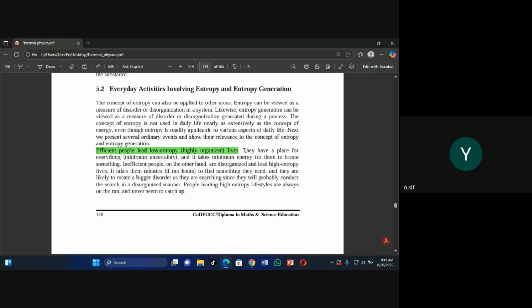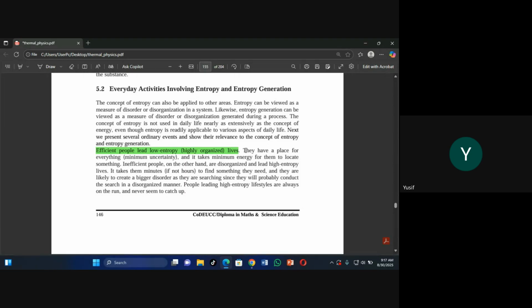Now, inefficient people, on the other hand, are disorganized and lead high entropy lives. It takes them minutes or hours to find something they need, and they are likely to create even more disorder as they search, since they would probably conduct the search in a disorganized manner.